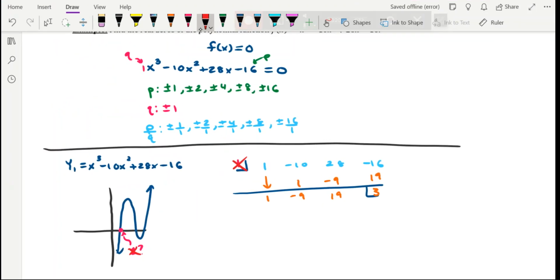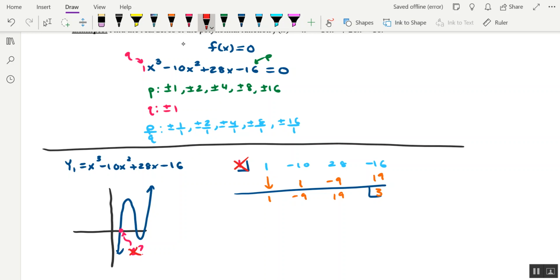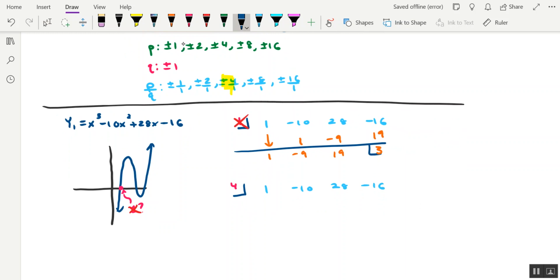So let's go back to our graph. It looks like maybe 4 is another x-intercept. And 4 does come from our list. Okay, it's part of this set of fractions. So let's put 4 in the synthetic division. Okay, we'll whiz through the synthetic division. I'm sorry, that's 16. Going a little too fast, I think. And boom! There we have it. 4 is one of our real zeros.